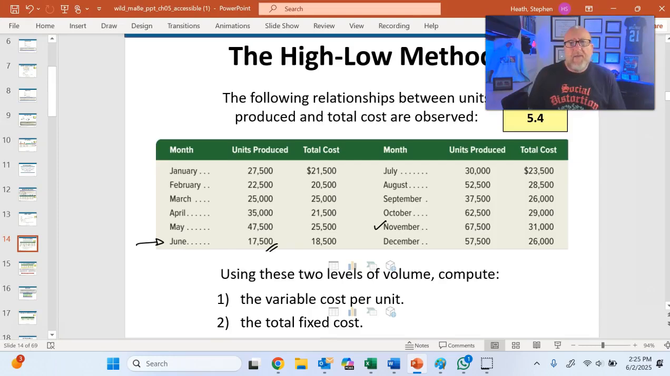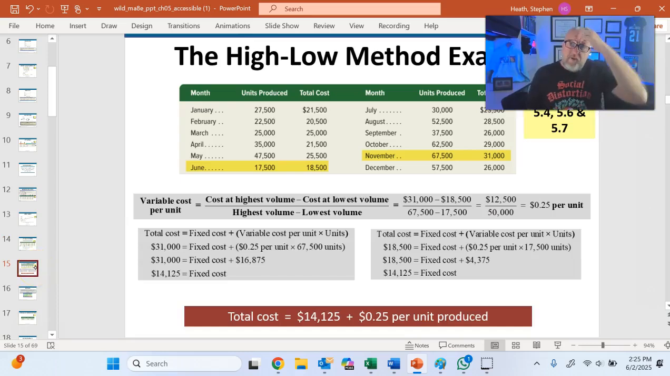I'm going to go back to the slides and go through them, and hopefully I didn't make any mistakes, but let's see what the slides are telling us. Okay, they identified the same two months. They identified June as being the low volume and November being the high. So far I'm doing okay.